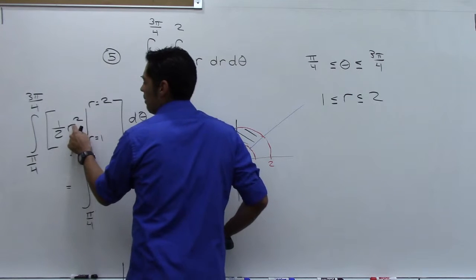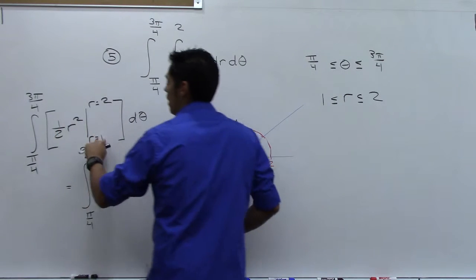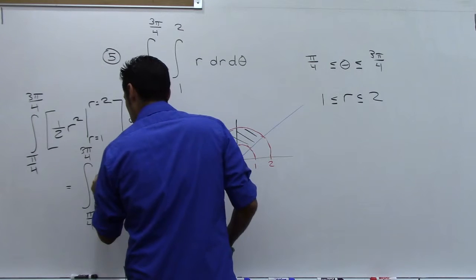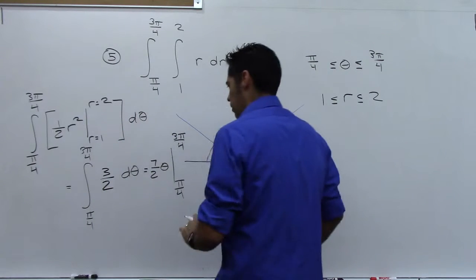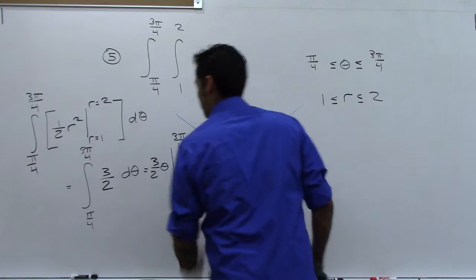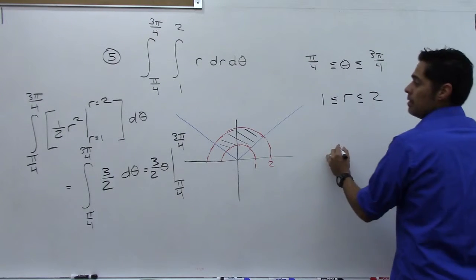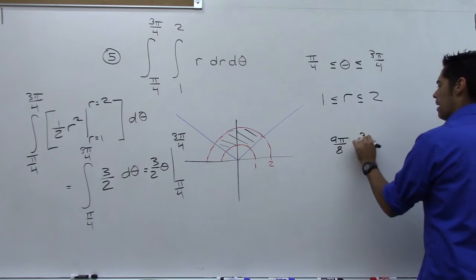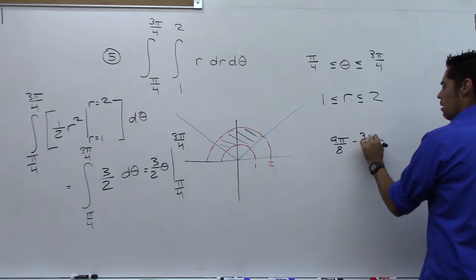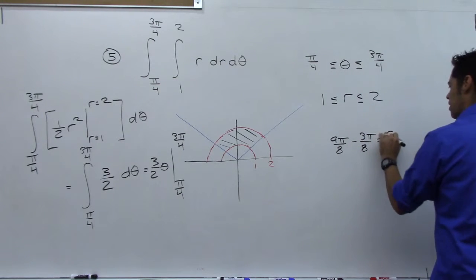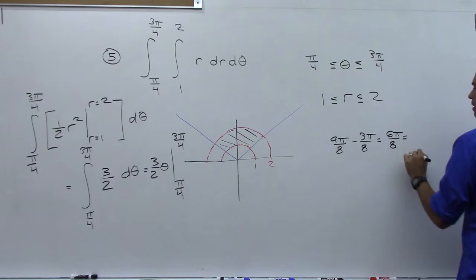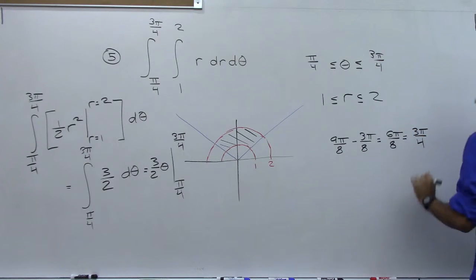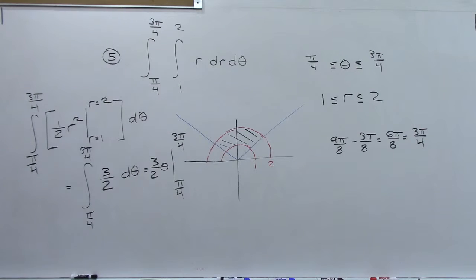Okay, plug in 2 here, you get 4. Half of 4 is 2. 2 minus 1/2, 3/2. It's my first problem of the day. Give me a break. This is 3/2. And then now plug in, you get 9 pi over 8 minus 3 pi over 8, which is 6 pi over 8, which is 3 pi over 4. Okay, sorry about that.